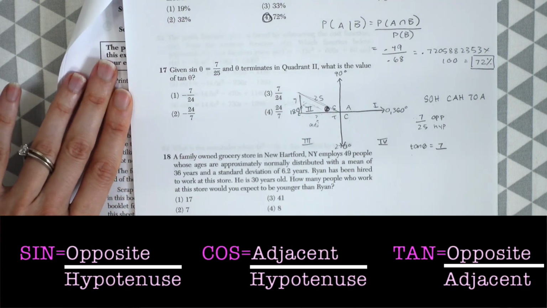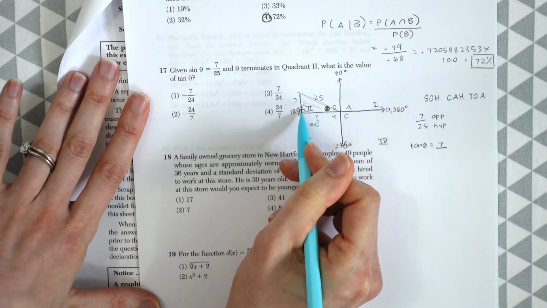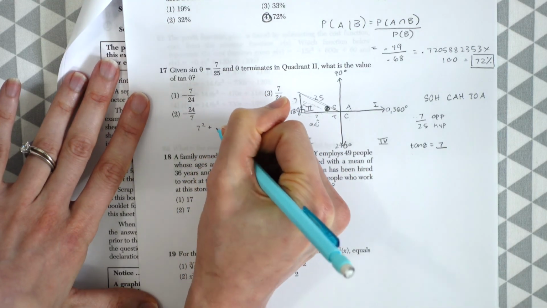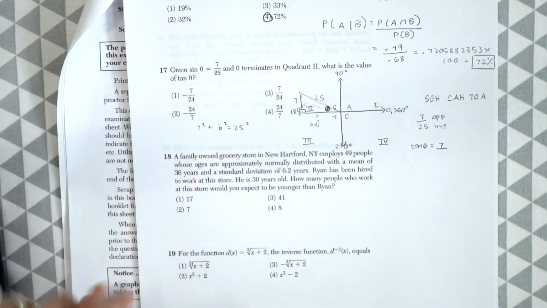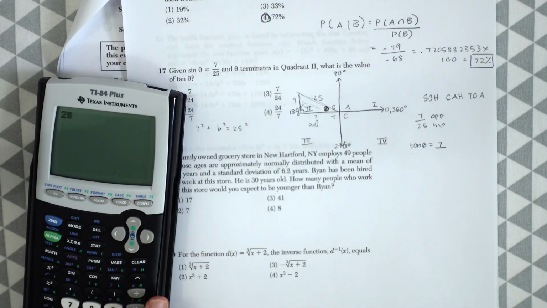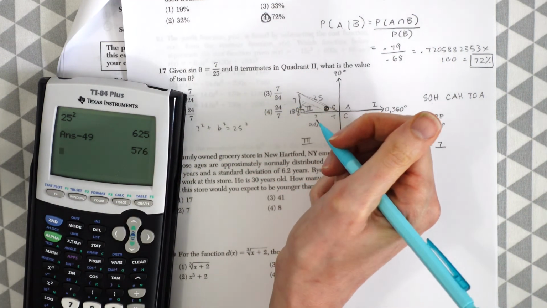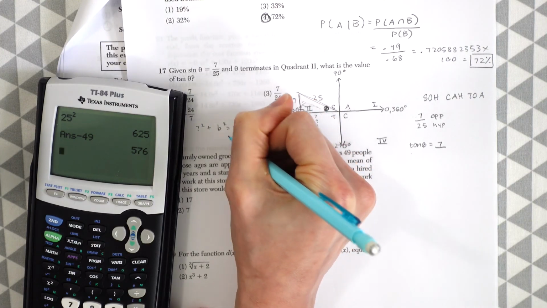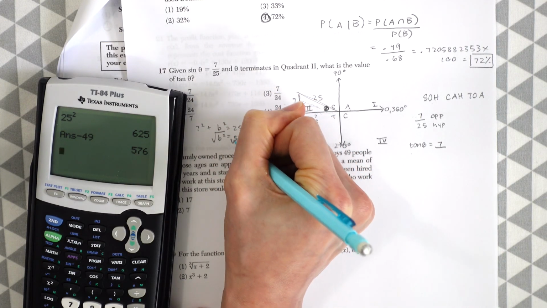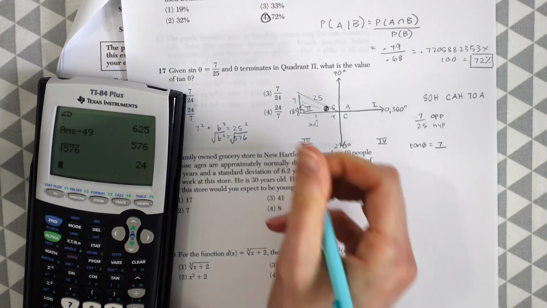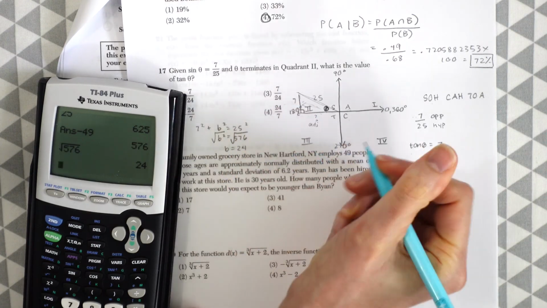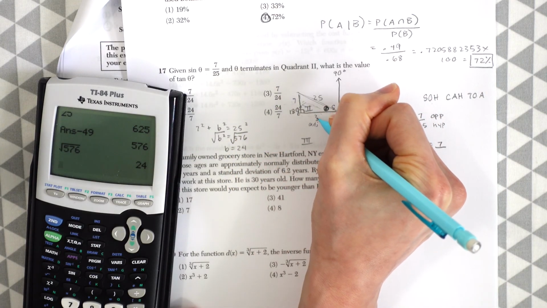So to do that, we could just use the Pythagorean theorem. This is a right triangle. We have 7 squared plus b squared equals the hypotenuse, 25 squared. And then we could just plug that into our calculator. So 25 squared minus 49, which is 7 squared, will give us 576. And then we're just going to take the square root of both sides to find the value of b. And we get b is equal to 24. So this side right here is equal to 24.